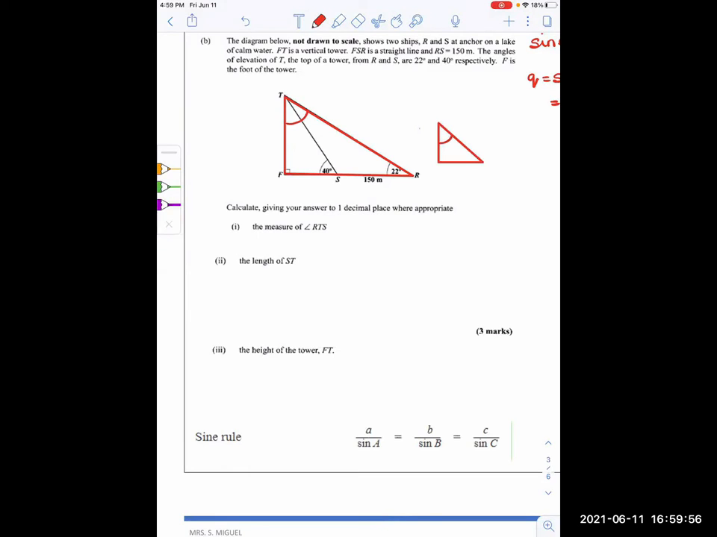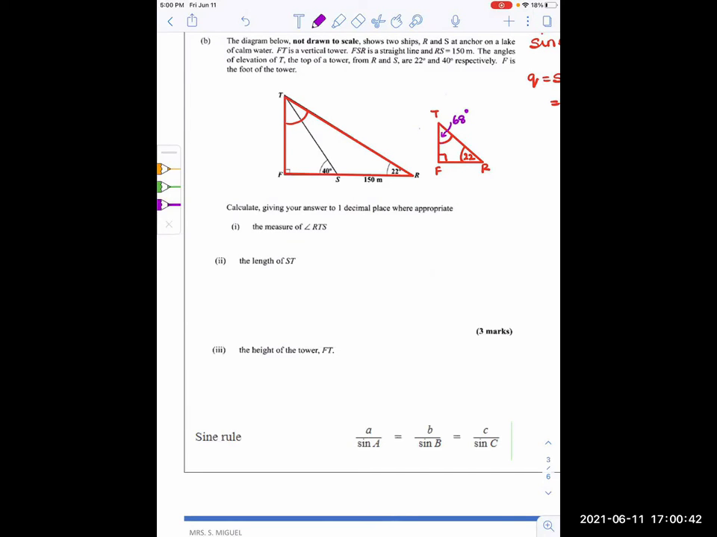So here is T, F, R. This is 22. Work out for me the angle at T. 68, miss. Yes. Do you all agree with him that the answer is 68? Yes, miss. No, but they didn't ask us for that angle, they asked us for the angle RTS.